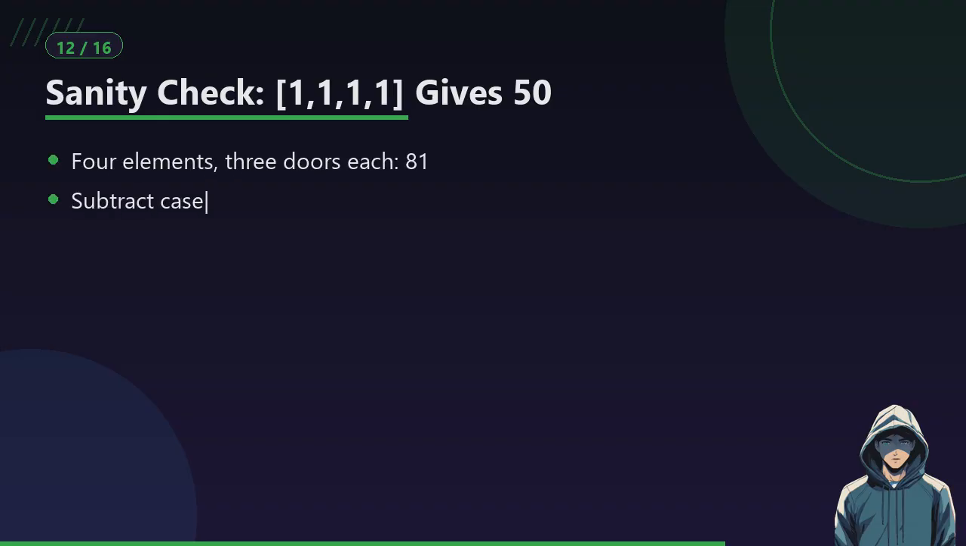Quick confidence check with all ones. Every non-empty group has GCD 1, so any split works. For 4 elements with 3 doors each gives 81 total assignments. Remove the ones where group 1 is empty, 16, and where group 2 is empty, another 16, then add back the one case we subtracted twice, where both are empty. 81 minus 32 plus 1 is 50, exactly the expected answer. Our DP computes this same number without us doing the algebra.